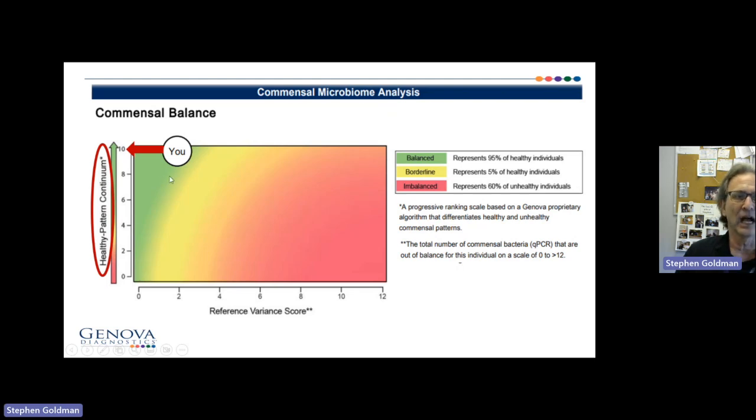As you get higher and higher, this is how the distribution played out for healthy individuals. So between a reference variance score of 2 and a healthy pattern continuum of 10, this patient statistically is more in line with healthier individuals.